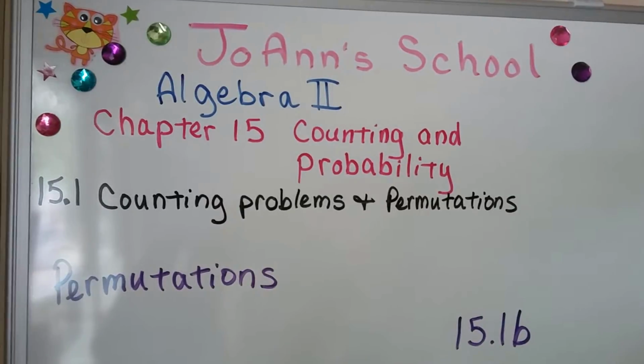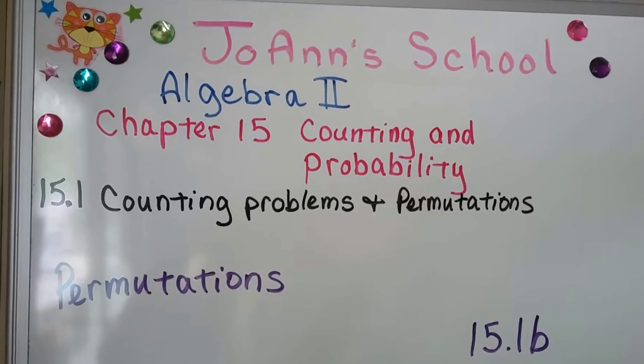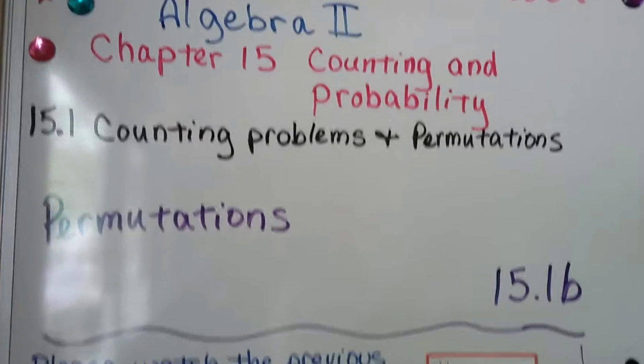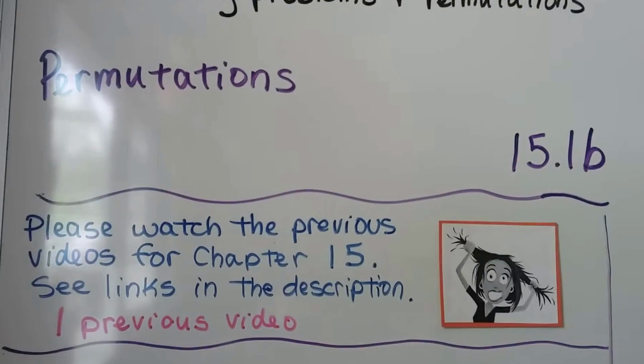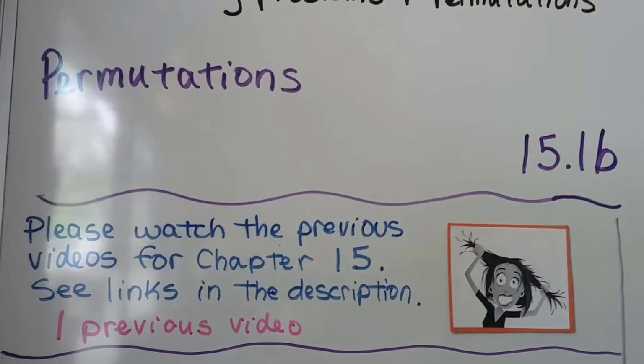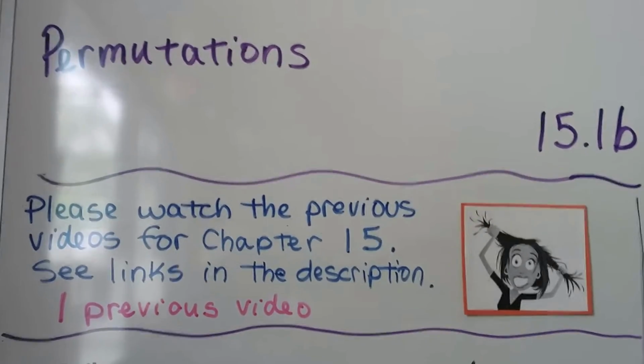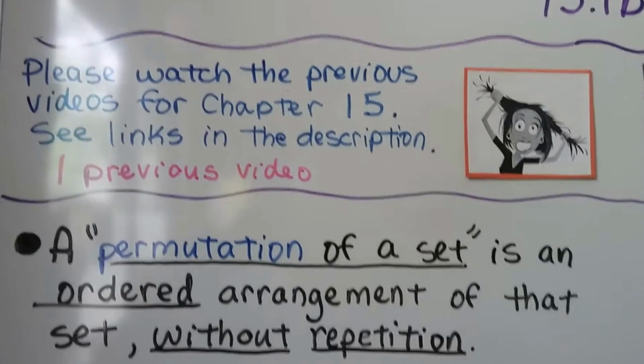We're going to talk about permutations in this lesson. We're at 15.1b, which tells us there's a 15.1a. So if you get lost or confused, my advice is to go back and watch 15.1a. It's linked in the description.